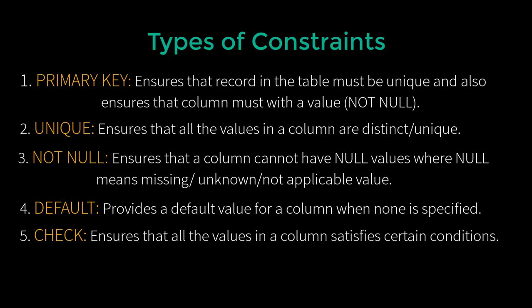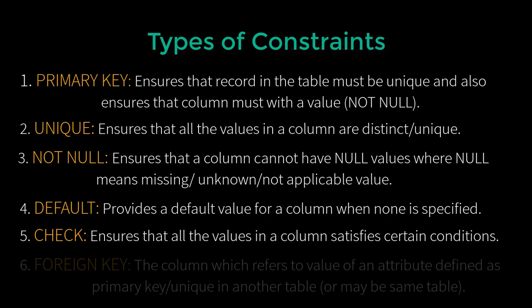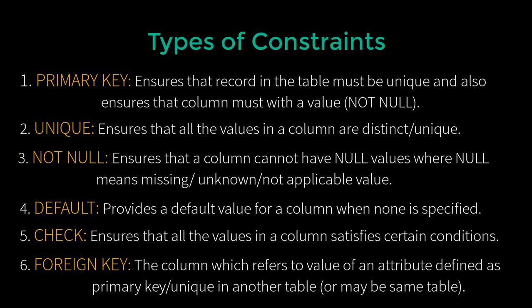Fifth, check. Ensures that all the values in a column satisfy certain conditions. Sixth, foreign key. The column which refers to the value of an attribute defined as a primary key or unique key in another table, but sometimes it may be in the same table. So these are the constraints. Now we are going to create a table.